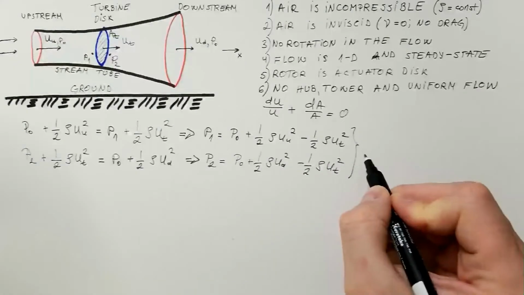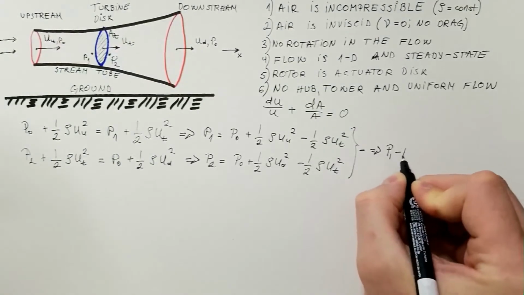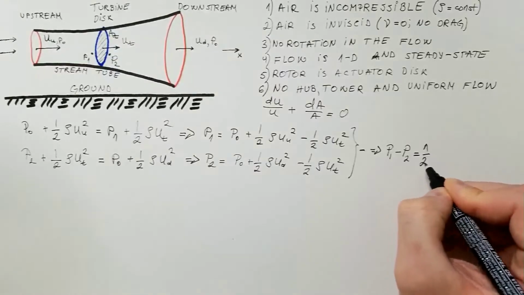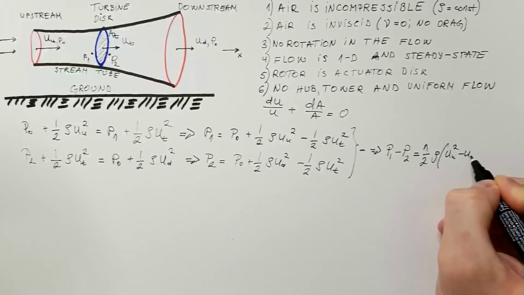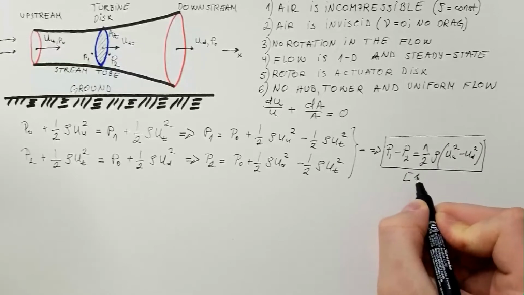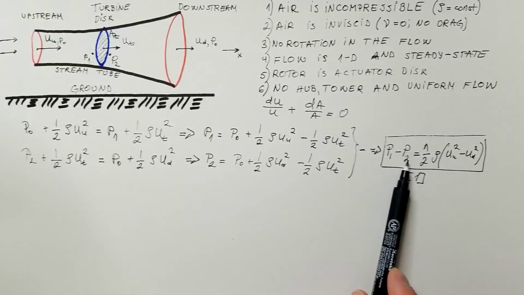I can subtract these two equations and I will get P1 minus P2 is equal to, let me see, P0 will cancel, I will get 1 over 2 rho times u upstream squared minus u downstream squared. And let's call this equation number 1. This is not the end of the road because I still don't know these pressures. But using Newton's second law, I will be able to eliminate these pressures as follows.